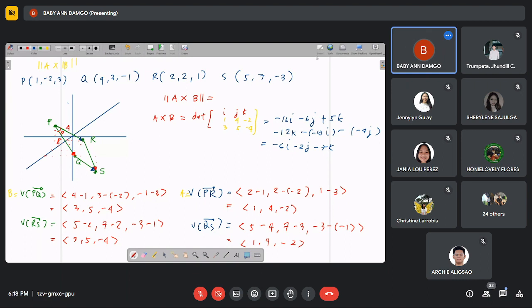Okay. So from this one, we can solve the area of the parallelogram. The magnitude of A cross B is the square root of negative 6 squared plus negative 2 squared plus negative 7 squared. This is the square root of 36 plus 4 plus 49, which is the square root of 89. So meaning the area is the square root of 89 square units.